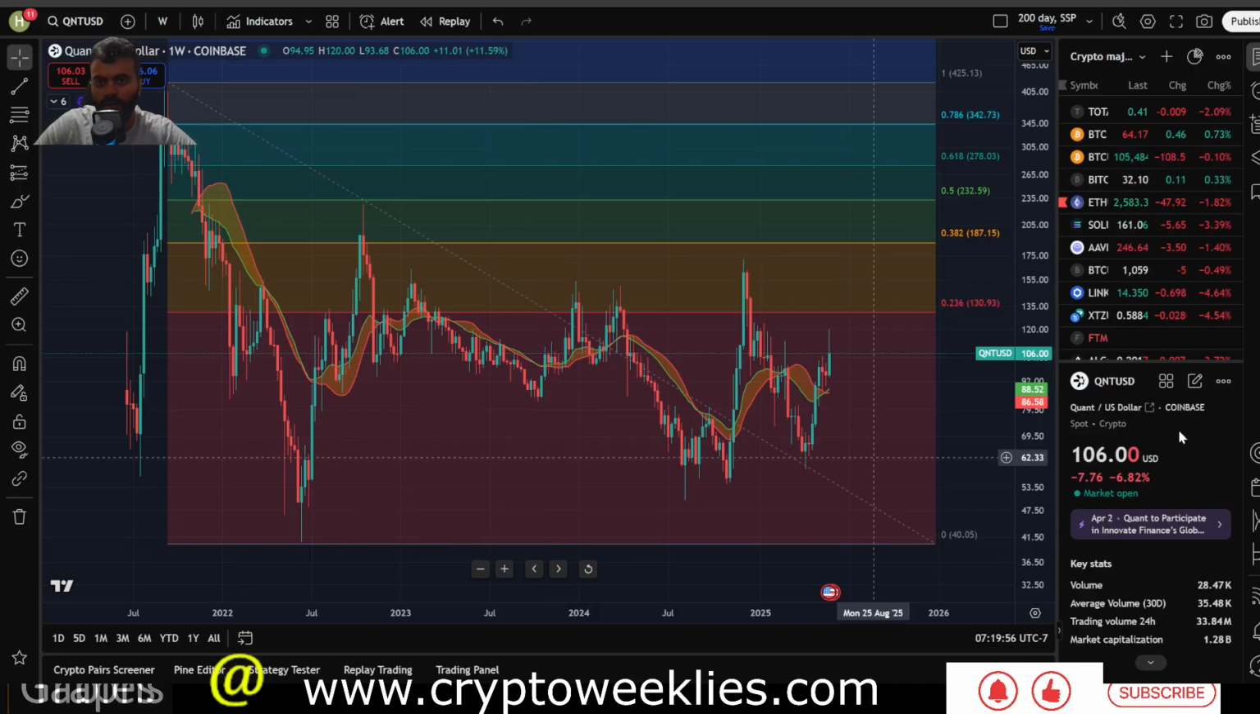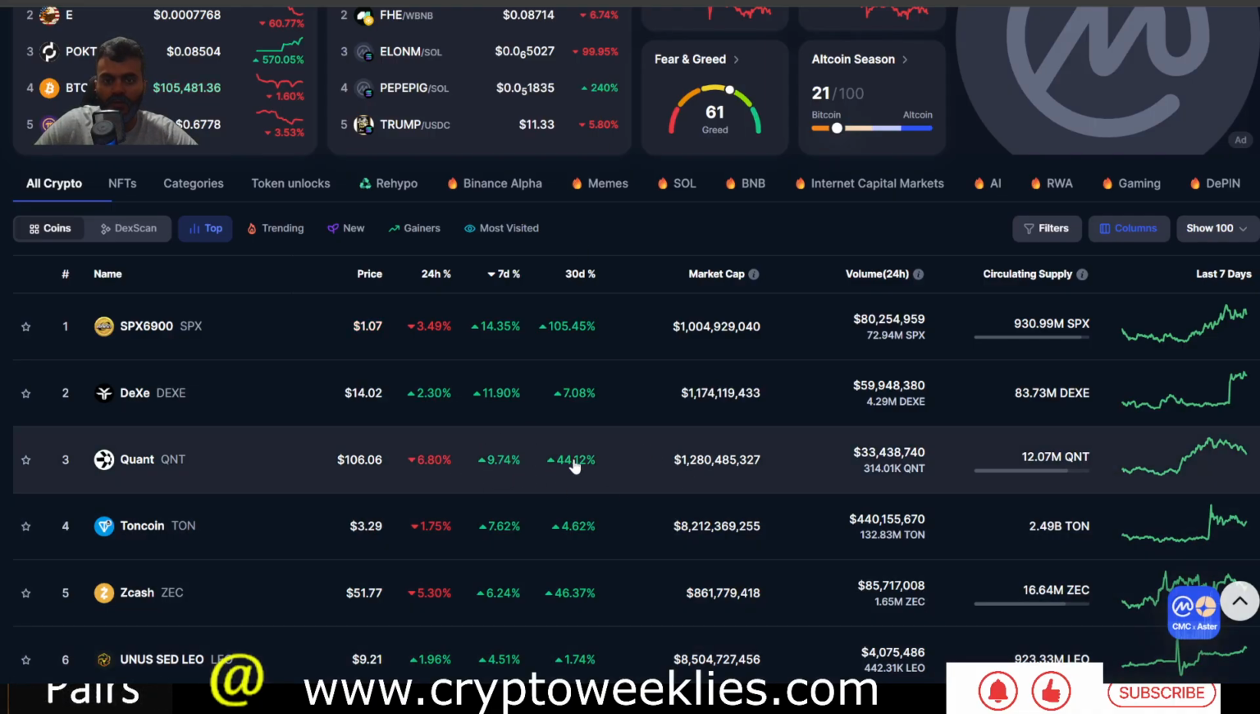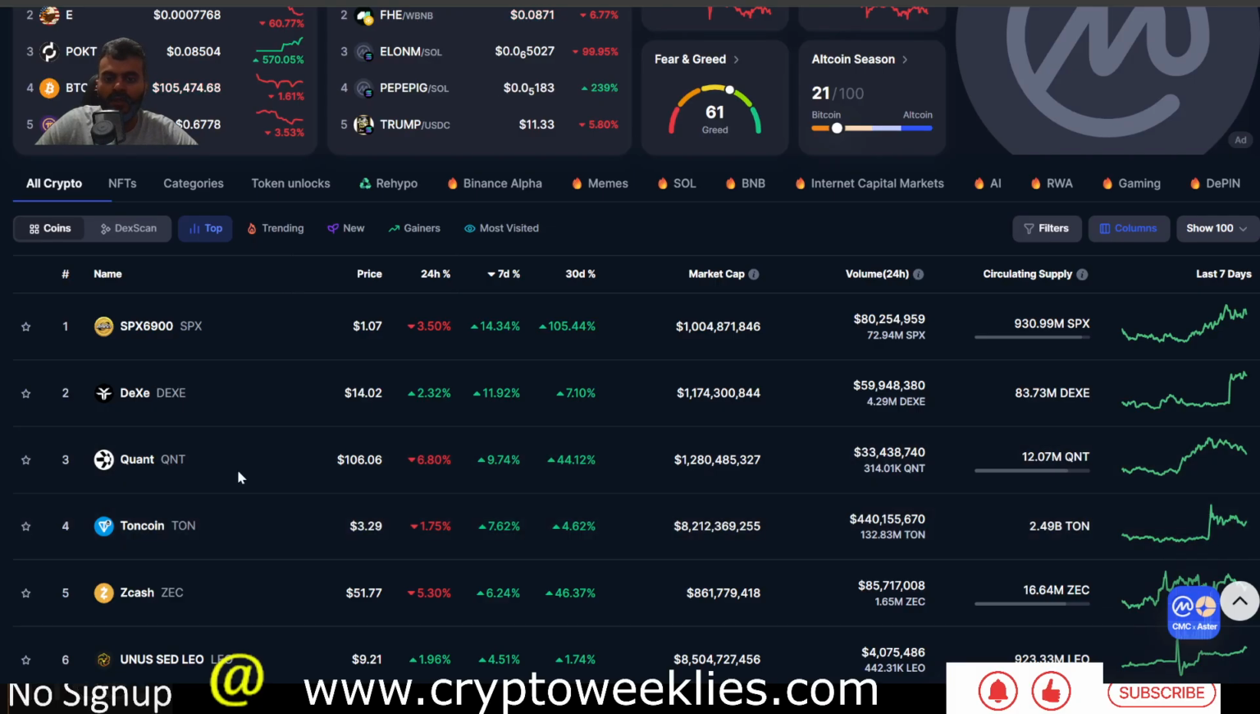Right now, the price of Quant is at around $107. Over the last 24 hours, there has been a decrement of about 7% in the market cap. But over the last 7 days and over the last 30 days, Quant has rallied by about 9.5% and 44%. Market cap is about 1.2 billion.